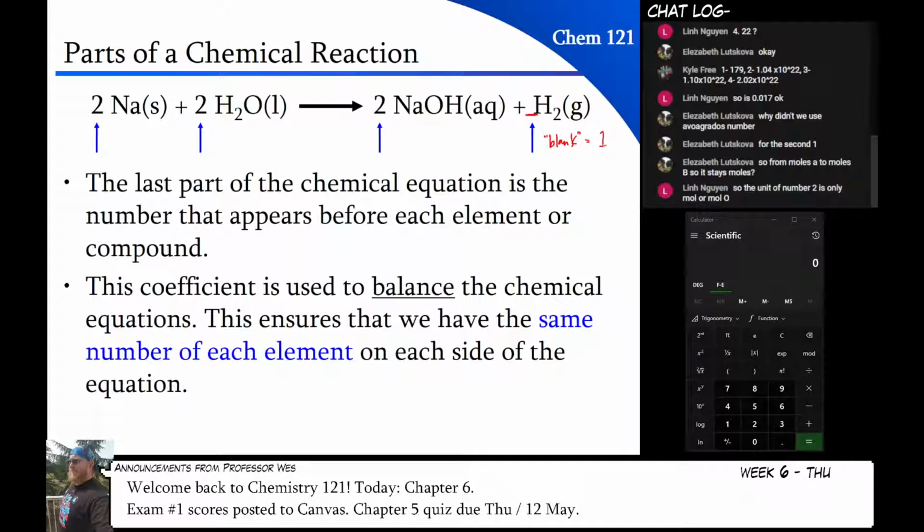Now, why do we need to balance an equation? Well, it turns out that the equation that is going on would obey all the physical laws that we observe. So one of those is the conservation of mass. I cannot create elements out of nowhere, nor can I destroy them. I have to have the same amount on both sides of the equation.